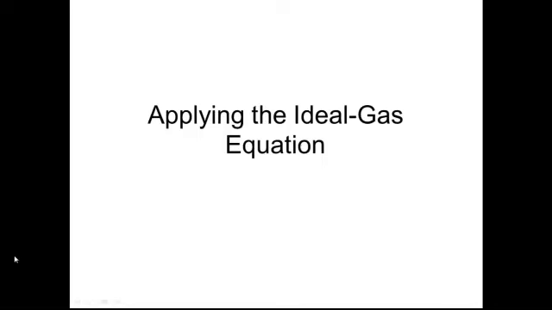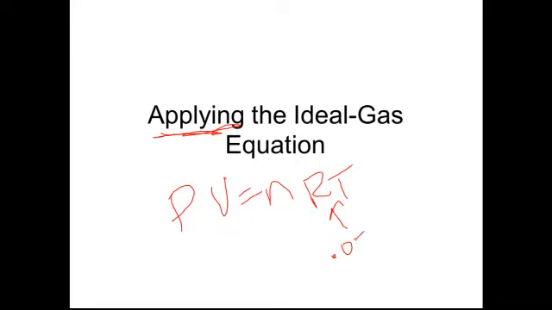All right, so today's video is all about using the ideal gas equation to solve for some different variables. We're going to be calling that applying the ideal gas equation. From yesterday's video, we learned that the ideal gas equation is the pressure of the gas times the volume is equal to the number of moles times that gas constant that never changed, 0.0821 liters atmospheres over Kelvin mole, times the temperature, obviously in Kelvin.